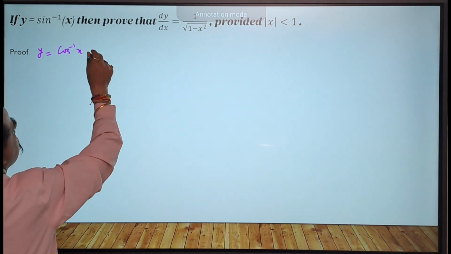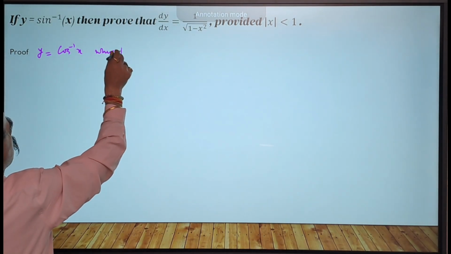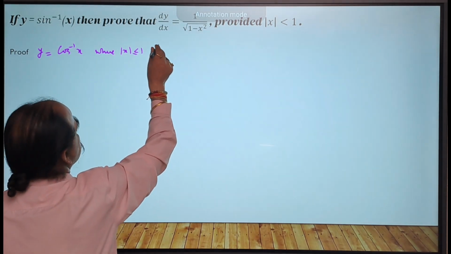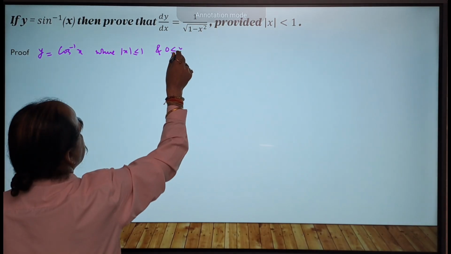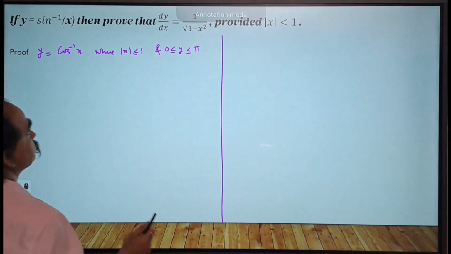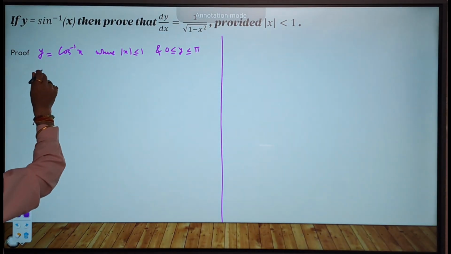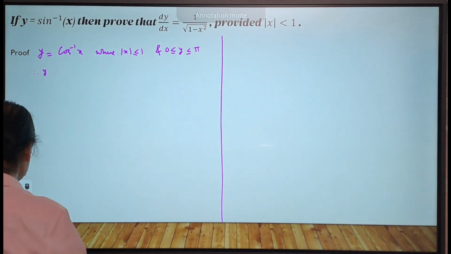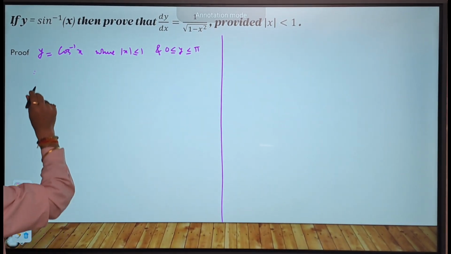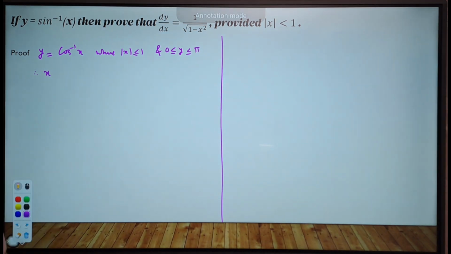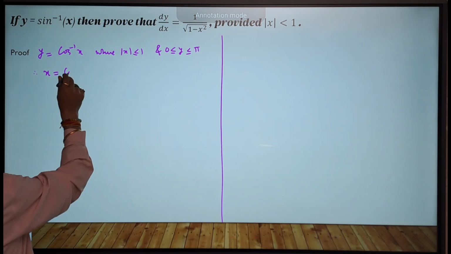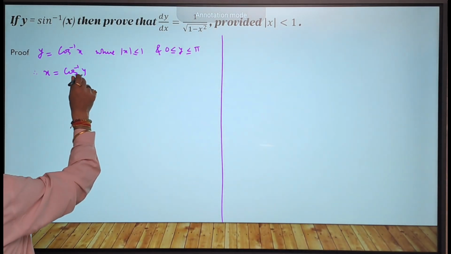Y is equal to cos inverse x, where modulus x less than or equal to 1 and 0 less than or equal to y less than or equal to pi. So cos inverse x means x is cos y. X is, sorry, cos y.